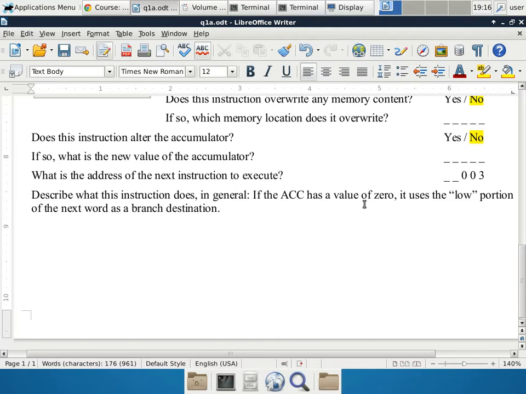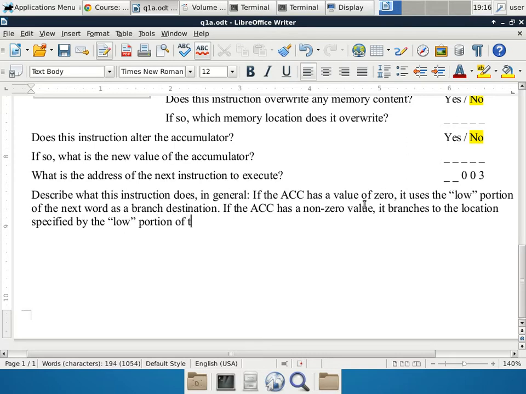The second thing is, what if the accumulator is actually non-zero? If the ACC has a non-zero value, it branches to the location specified by the low portion of the TAC instruction. Not exactly these words, but I'm looking for all of these elements. Does it depend on the accumulator? Yes. Now, how does it depend on the accumulator? If the accumulator is non-zero, it's the low portion of the TAC instruction itself that will determine where you're going to.